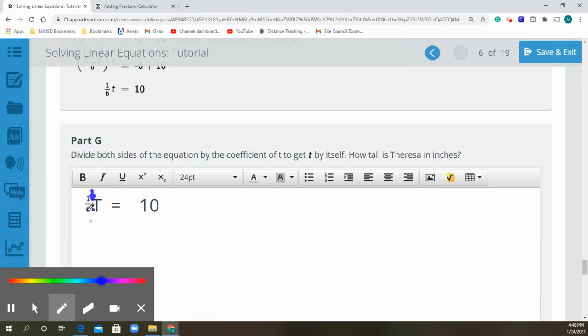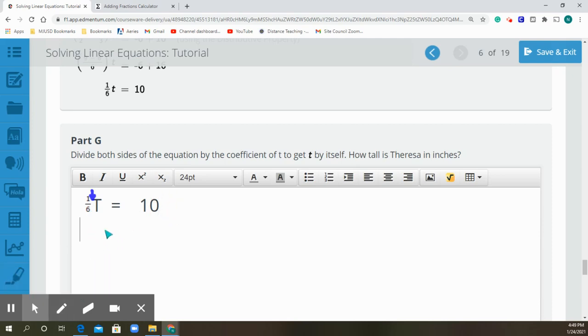And that means multiply. So to get rid of the 1/6, we're going to multiply 1/6 times t. That's saying 1 over 6 times t. But to get rid of it, we're going to divide. So in order to divide 1 over 6, it is the same as multiplying 6 over 1.